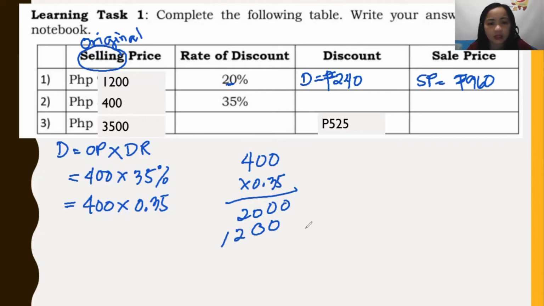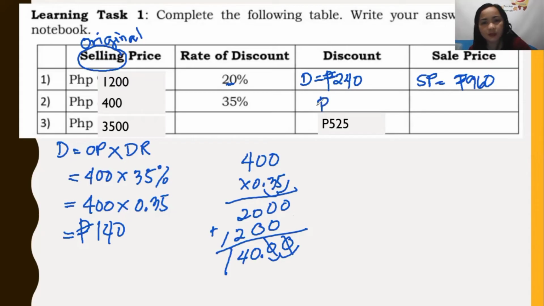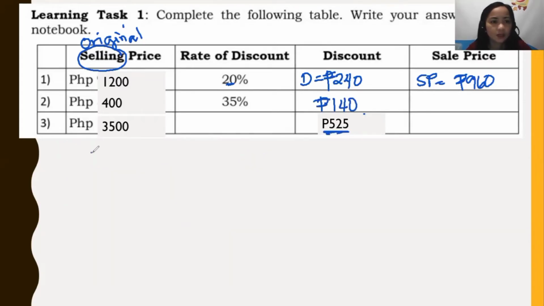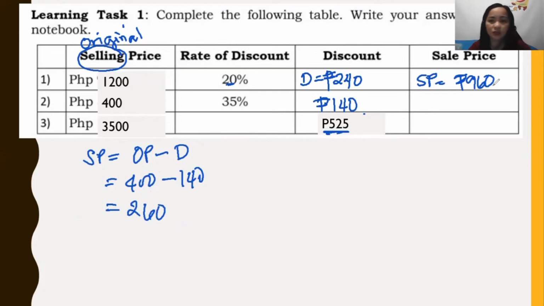Hindi ko na i-multiply itong natitirang 0. Just add the partial product. We have 0, 0, 0, 4, and 1. We have 1, 2, 1, 2. The answer is 140 pesos. Price is 400. So we'll compute for the sale price of number 2. That is, sale price is equal to original price minus discount, and that is 400 minus 140. Therefore, we get 260 pesos. So, mabibili mo na lang siya ng 260 pesos.